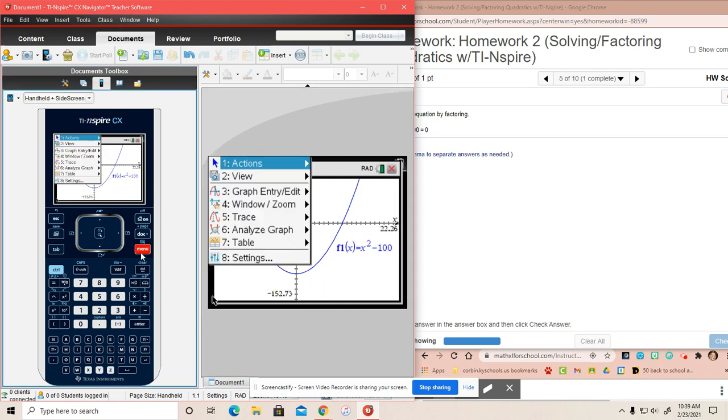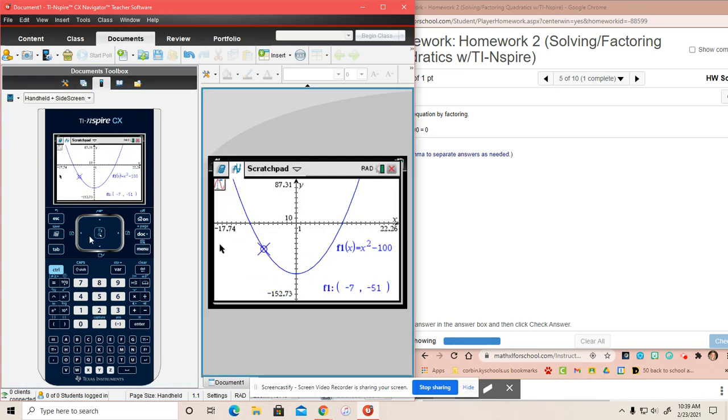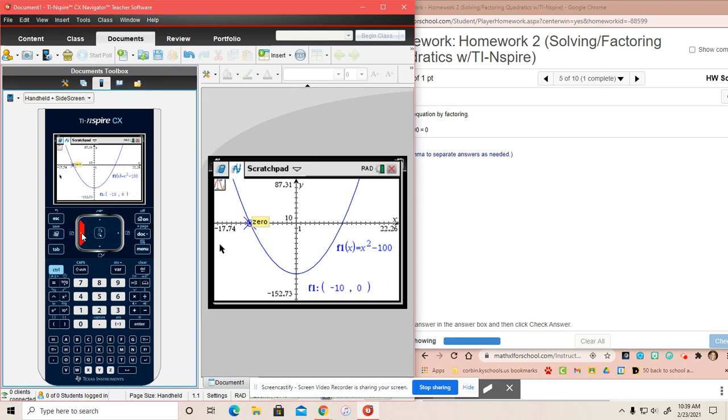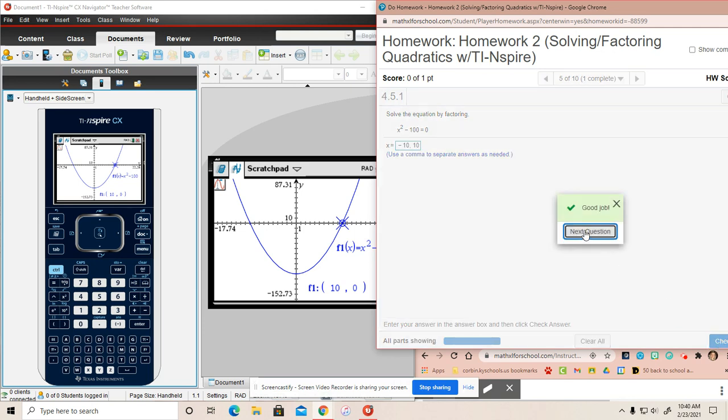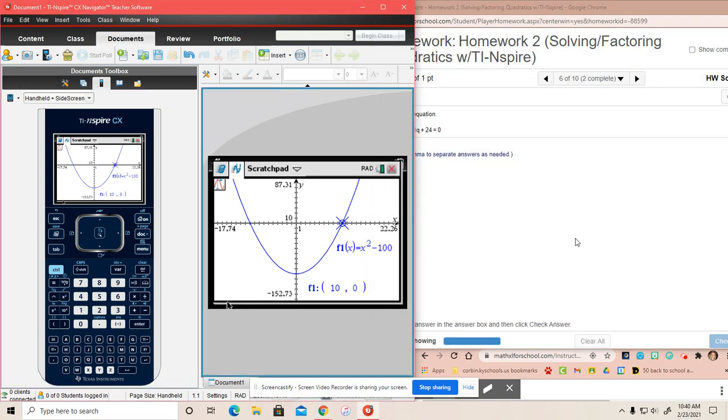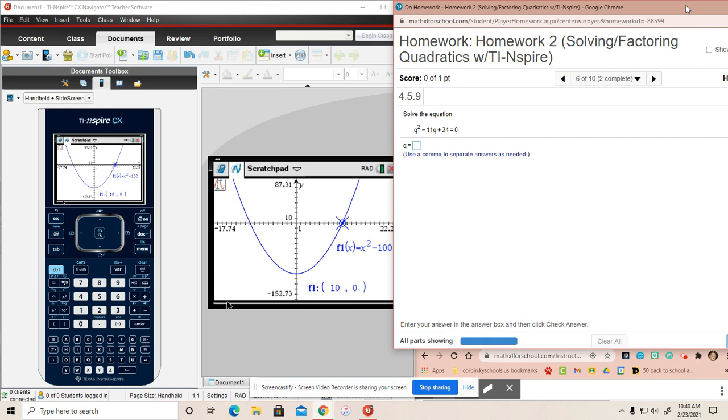Okay, there we go. Now we can do menu, trace, graph trace, and you can just go over until you find your intersections. So we have -10, and if you remember your factoring, you probably know it's going to be +10. So when it says solve, you're just putting in the two numbers, -10 and +10. So that's how you can solve them by graphing. That's a perfectly acceptable option. If it works for you, go for it.